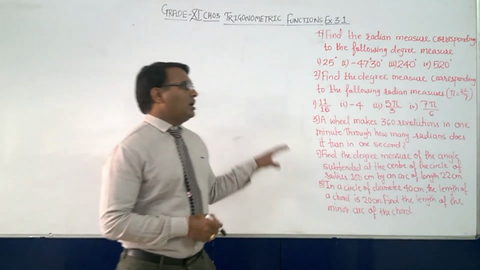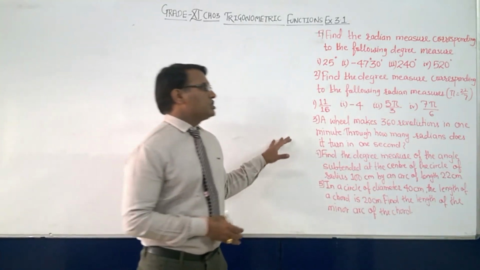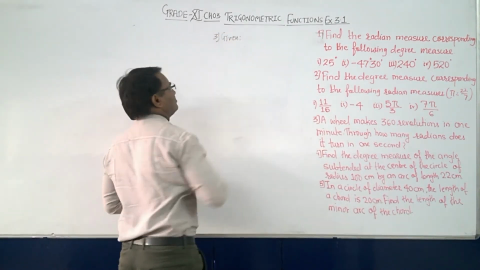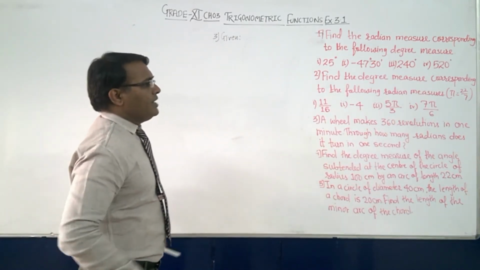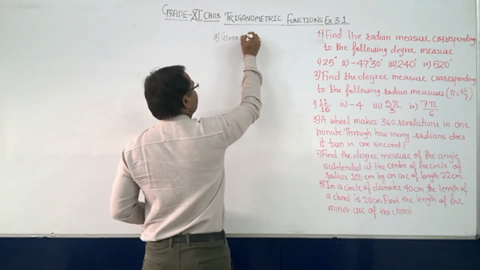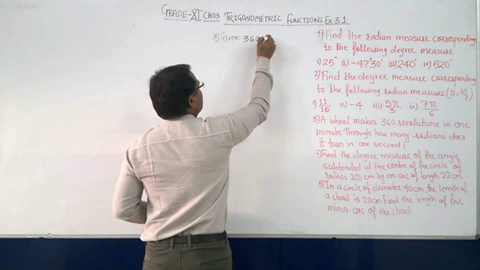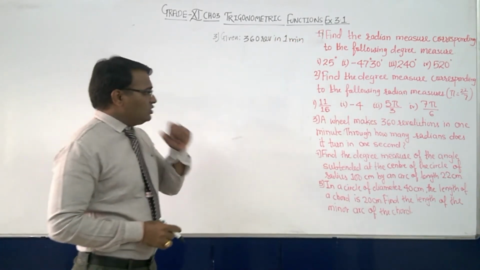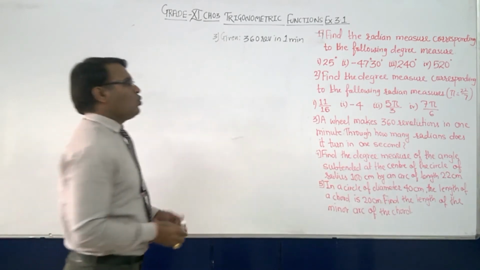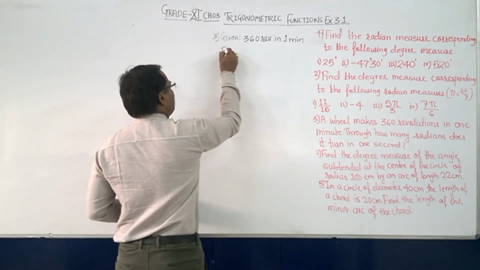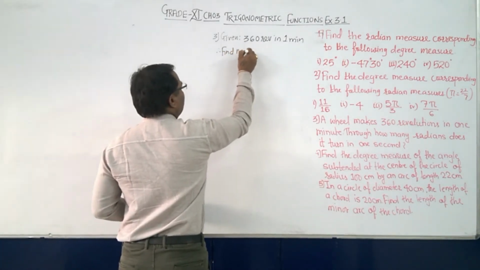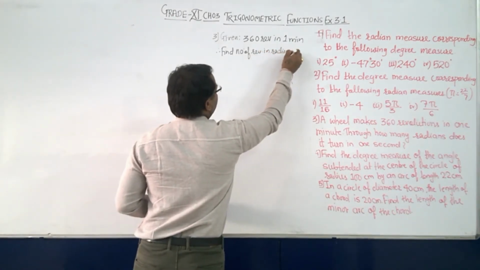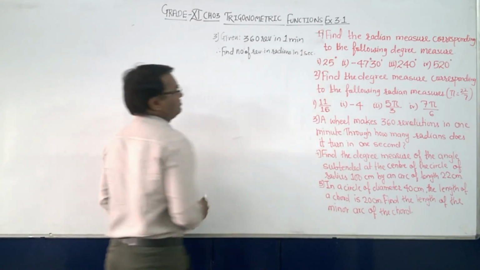Sum number 3. A wheel makes 360 revolutions in 1 minute. So what is given? A wheel makes 360 revolutions in 1 minute. Then what? Through how many radians does it turn in 1 second? Therefore, what we have to find out is the number of revolutions in radians in 1 second.